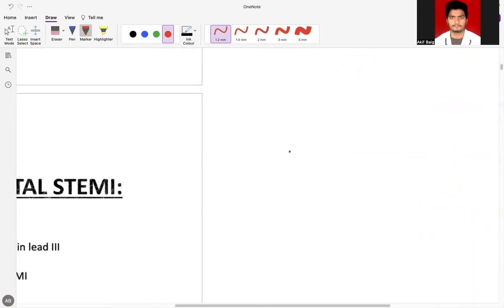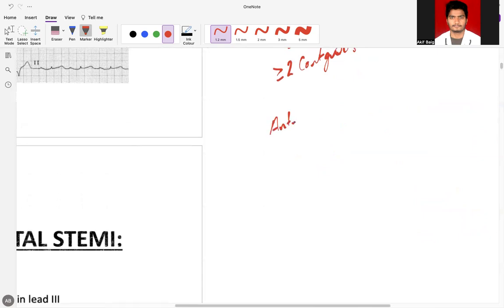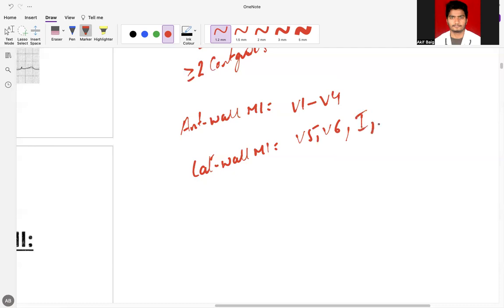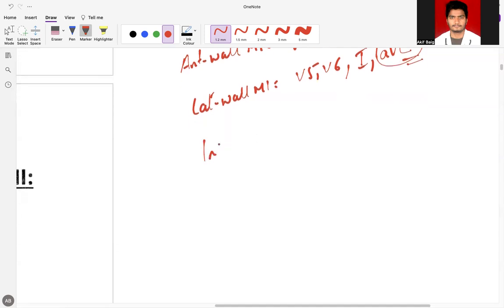As a brief review, anterior wall MI elevations are usually seen in V1 to V4. In lateral wall MI, the elevation is seen in leads V5 and V6, because in chest leads, V5 and V6 are kept near the axilla, which is the lateral part of the body. Also leads 1 and AVL. L means left arm, which is again near the lateral part of the body, near the axilla. That's why AVL also comes under lateral wall MI. Inferior wall MI is usually seen in leads 2, 3, and AVF.